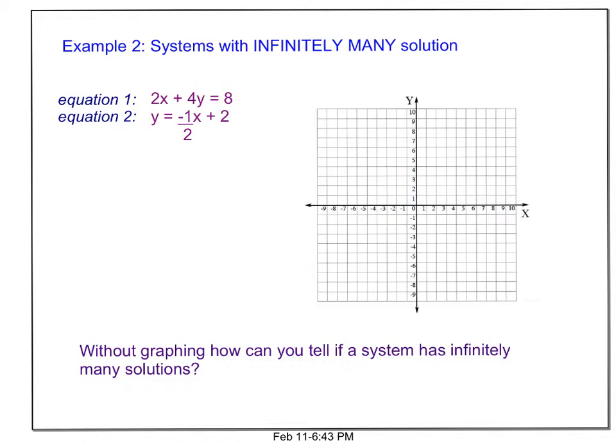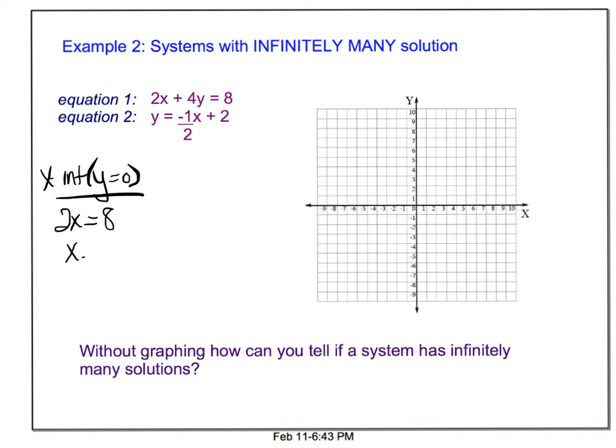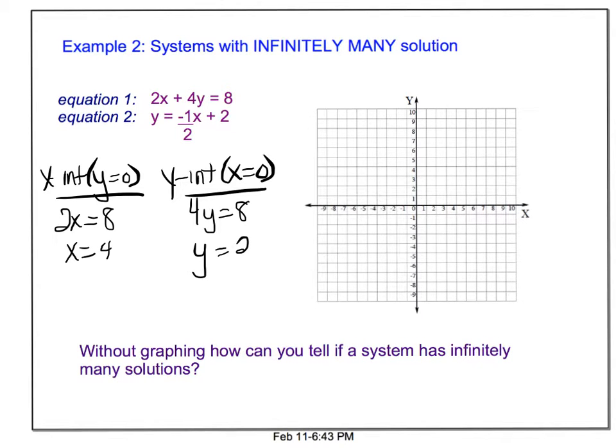Sometimes you'll end up with systems that have infinitely many solutions. Let's graph equation 1 in intercept form. So again, if I'm looking for an x-intercept, I set y equal to 0. That would get me 2x equals 8 and x equals 4 for my x-intercept. For my y-intercept, I'm going to set x equal to 0. 4y equals 8, and dividing by 4, I get 2. So they're my two intercepts, at x equals 4 and y equals 2.